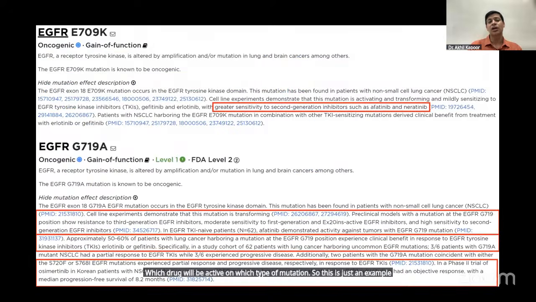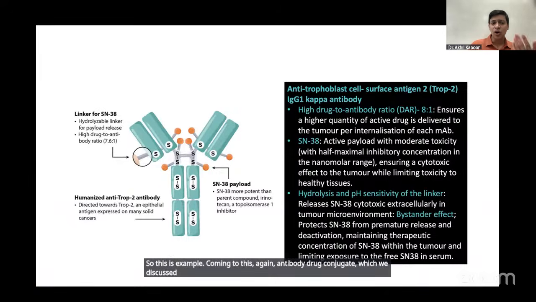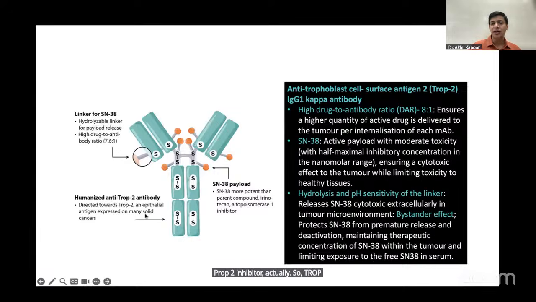We need to read about the mutations in detail. And if you see EGFR E709K, it doesn't have sensitivity to first generation TKI, but has some sensitivity to second and third generation TKI. So this is an example. Coming to this again, antibody drug conjugate, which we discussed. This is an example of a TROP2 inhibitor actually. So TROP2 IHC can be done.